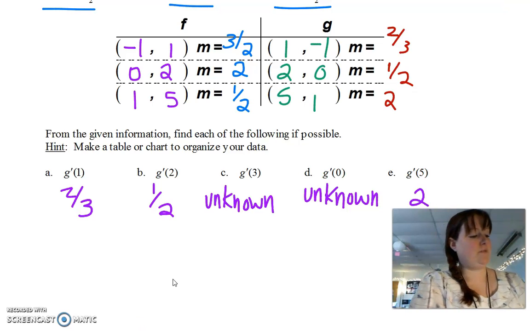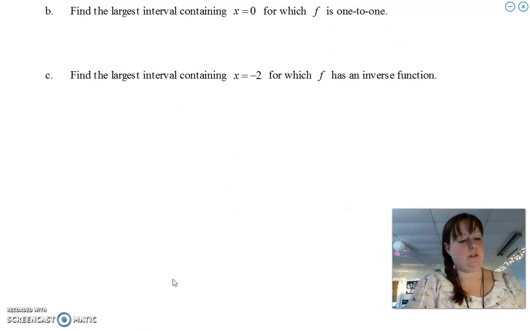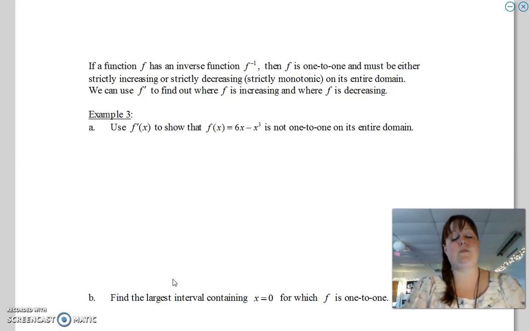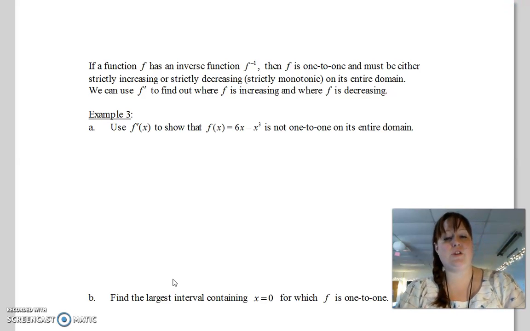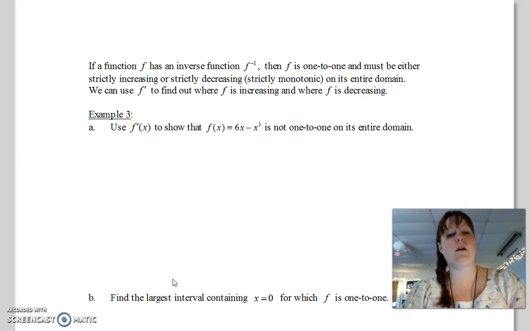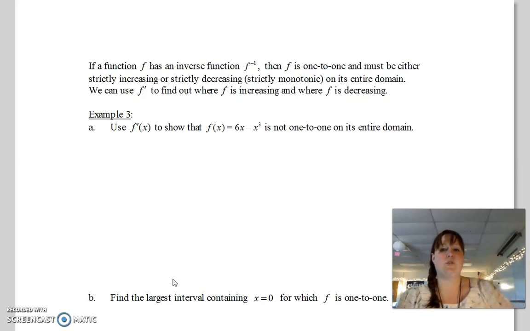All right, we're going to finish up inverse functions and their derivatives by looking at using calculus to figure out if a function is one-to-one. This is so cool, right? Okay, so we're going to look at these functions and try to figure out if they are one-to-one. If you remember what a one-to-one function looks like, it means that when we find the inverse of it, the inverse is also a function.